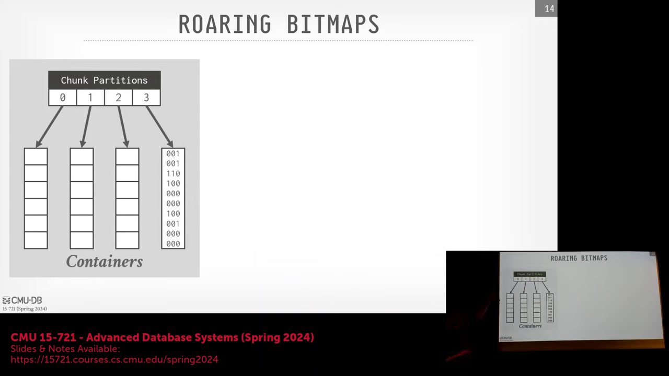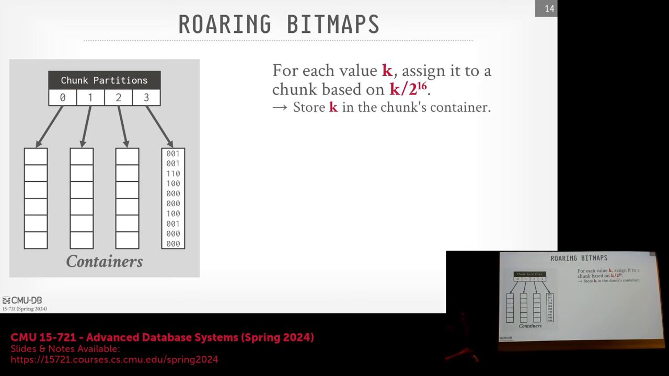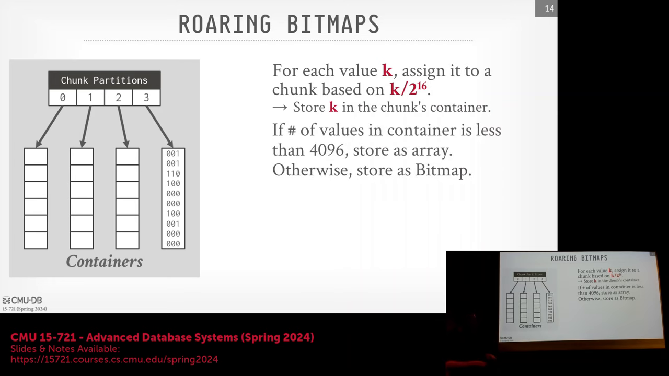Say we're going to split up the range of values that we're going to support into, in this case, four chunks. For every single key I want to set to true or look up to see whether it's set to true, I just divide it by 2 to the 16, and that tells me which path I want to go down. Then within the container, within that range, I can set something to true based on how it's actually being stored.